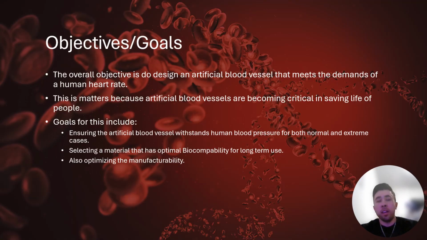So, in this slide I will explain the objectives and goals. The overall objective is to design an artificial blood vessel that meets the demands of a human heart by finding the overall optimal material. This matters because artificial blood vessels are becoming critical in saving the lives of people. The goals for this project include ensuring that the blood vessel, when created in SOLIDWORKS, will withstand human blood pressure for both normal and extreme cases. We will select a material that has optimal biocompatibility, which in turn will be used in the long term, and also optimizing the manufacturability.